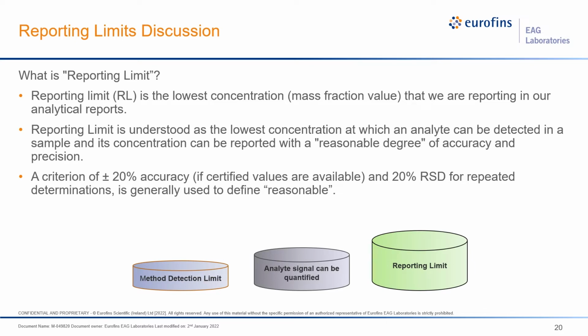The reporting limit is understood as the lowest concentration at which an analyte can be detected in the sample, and its concentration can be reported with a reasonable degree of accuracy and precision. So what is this reasonable degree of accuracy and precision? We have criteria which states that accuracy is within 20%, or precision-wise is within 20% RSD for repeated measurements. And from here you can see this is a mass detection limit, and this is an analyzed signal that can be quantified.